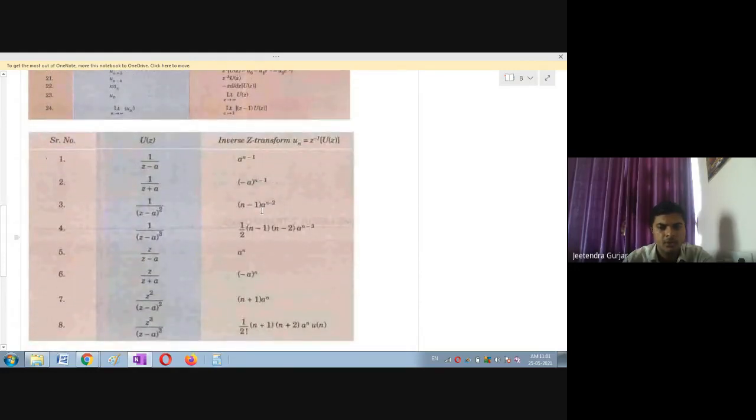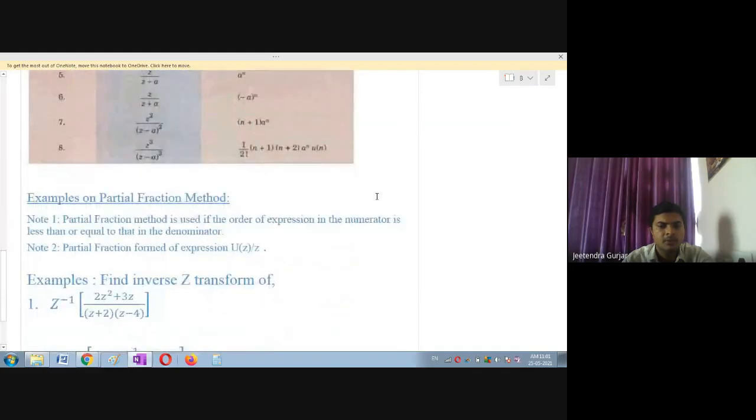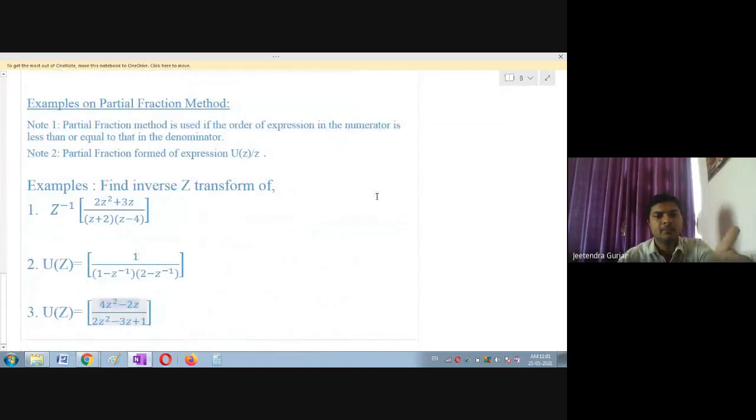Here are a few more inverse Z transforms, students. Here U(z) is the value in terms of all the z terms, and the inverse Z transform will be given by the right side, student. So please see that the inverse Z transform is defined by u_n equal to Z inverse of U(z). Please remember this formula. By using this formula, we are going to solve very important examples on the partial fraction method. By using the partial fraction method, we can easily solve the inverse Z transform, students.